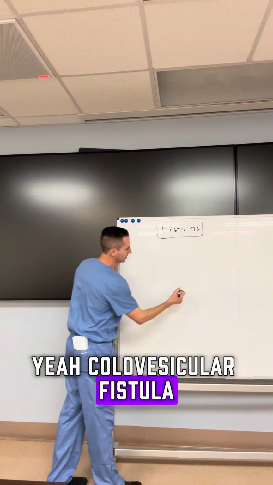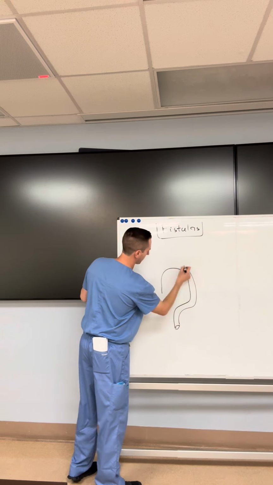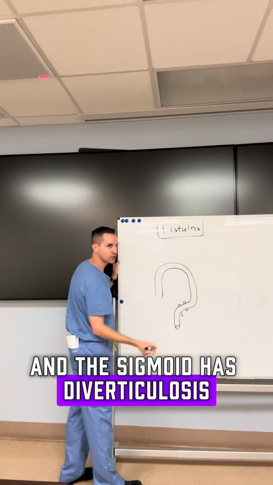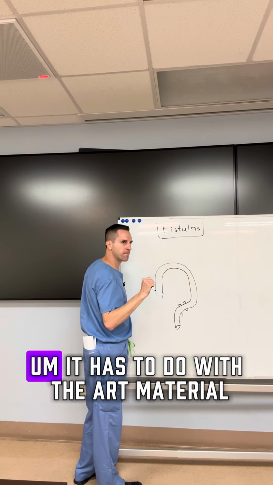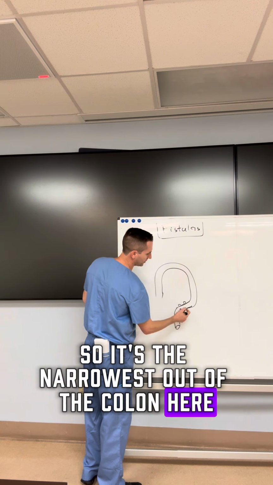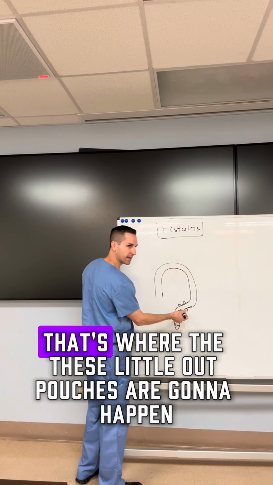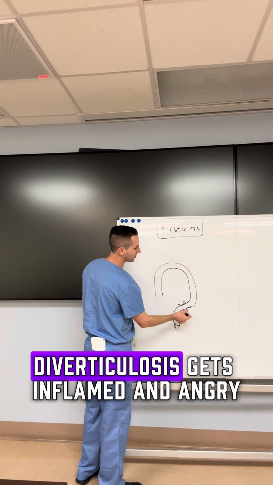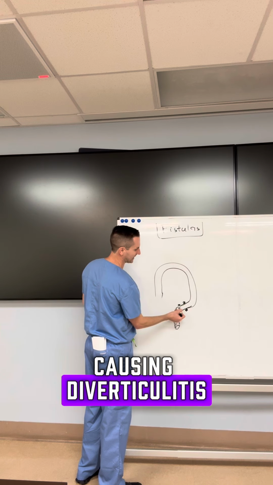A colovesicular fistula. So we have our colon here, and the sigmoid has diverticulosis. Why does it happen in the sigmoid? It's the narrowest part of the colon, so the intraluminal pressure is the highest. When you're constipated, that's where these little out-pouches happen. Diverticulosis gets inflamed and angry, causing diverticulitis.